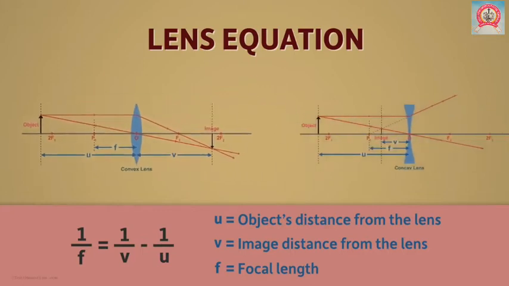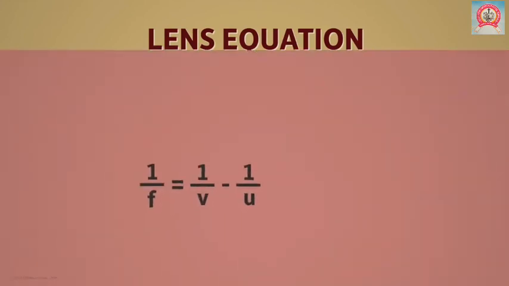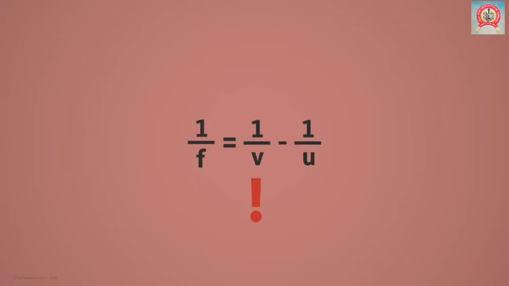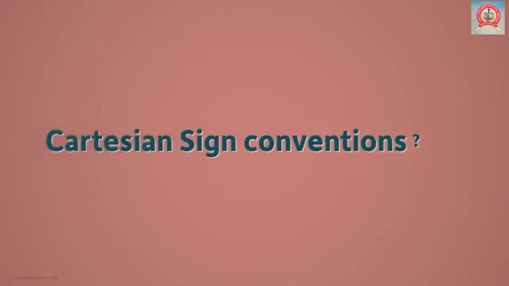This holds for all spherical lenses as well as for any position of the object. However, we can't use it directly. There are some sign conventions that must be used before using it. And what are those sign conventions? We follow the Cartesian sign convention.